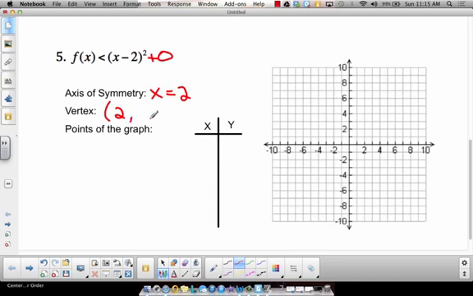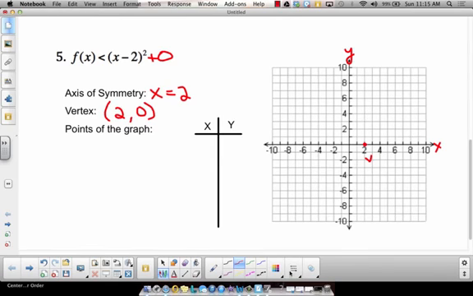So now I know the first part is 2, and then the second part here is 0. Okay, so there's my vertex. So I'm out here at 2, 0. Well, that's kind of nice. I know this is going to open up, so I'll label that V there. Might as well label my axes while I'm here.